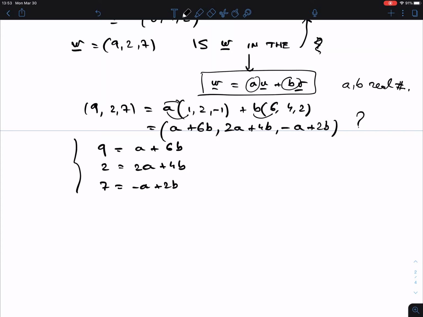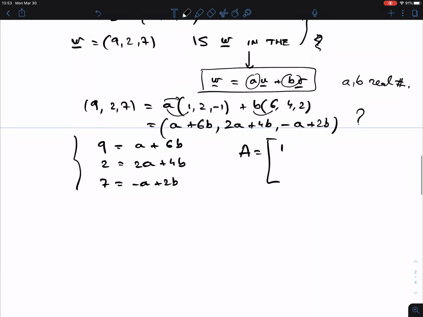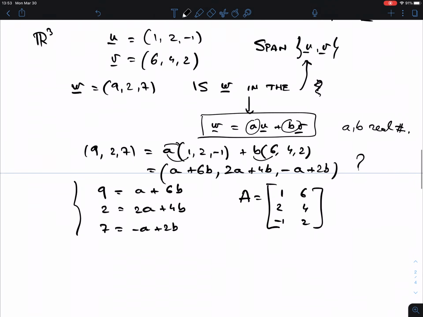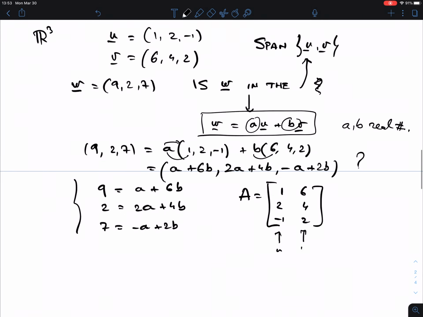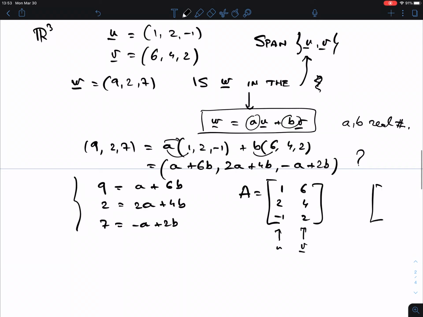Let's do it quickly. What's the matrix of this system of equations? So a and b are now the variables, right? The coefficients here are 1, 6, 2, 4, minus 1, 2. By the way, what are they? These are just the vectors. This is just u written in a column, and this is just v written in a column. And what I'm saying is, can I find something that is equal to w? Now write w as a column, this is w.